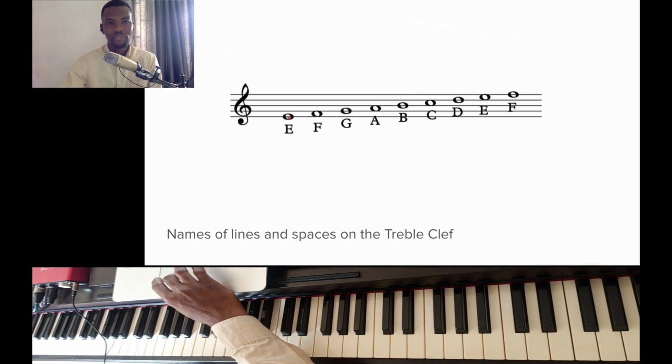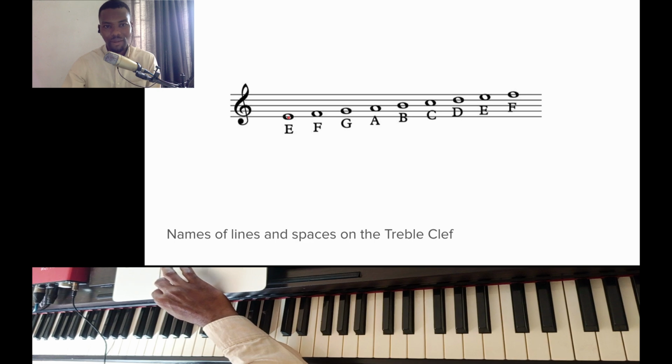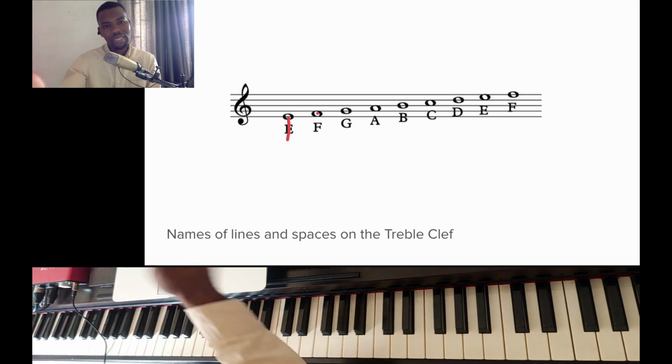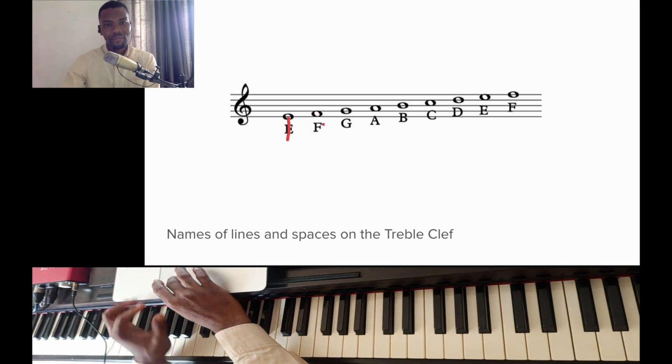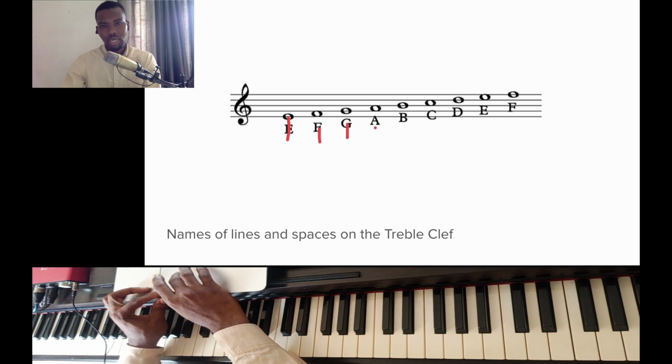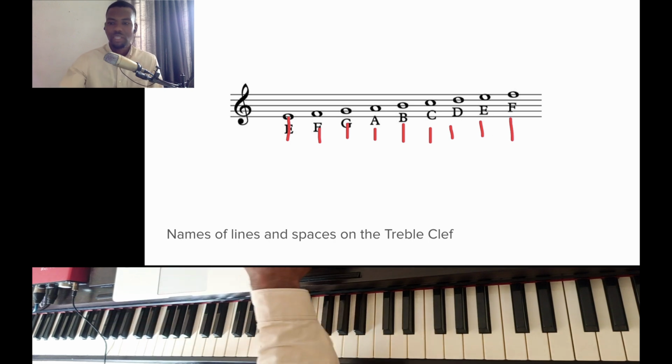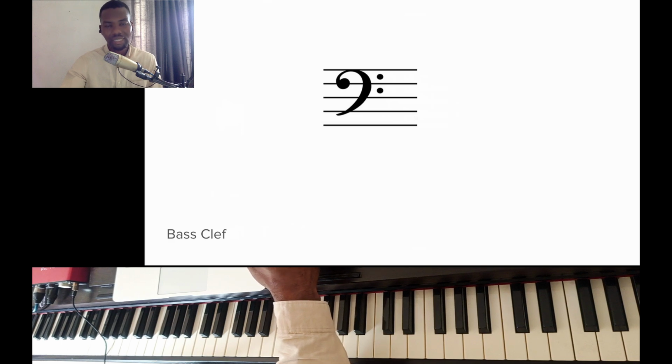Like I mentioned, the first line is an E, right? This is an E. The first space after the first line is an F, and then you fill in alphabetically: E, F, G, A, B, C, D, E, F. Alright? So now let's move on to the second type of clef we have, which is the bass clef.